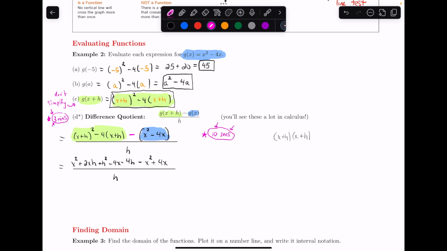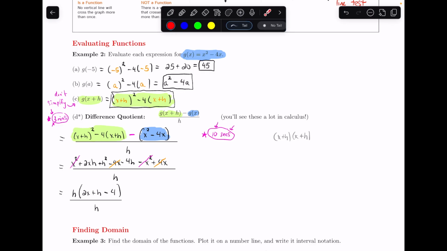Oh, and now I notice there's an x squared here, positive one, and a negative one. Those just add to 0. I also see a positive 4x and a minus 4x that just add to 0. And now, if I look at the numerator, all the terms that are left actually have an h in common. So I can factor that h out, which leaves me with 2x plus h minus 4, all over that h in the bottom.